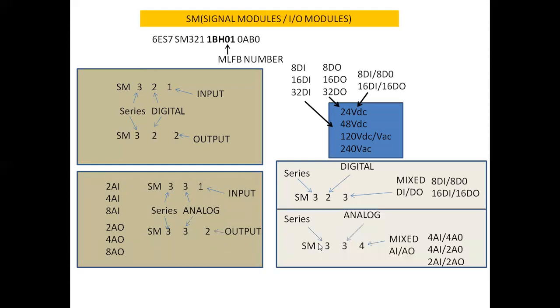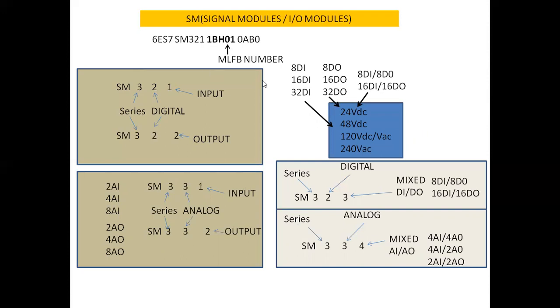Similarly, we have a mixed module like 334. 4 is there, not 3, here 4. So it's a mixed AI by AO module. And there are different ranges here. 4AI by 4AO, 4AI by 2AO, any combination you can have.